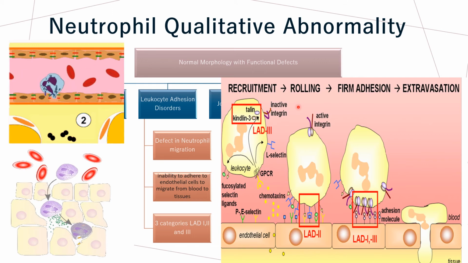That results in the inability of the neutrophils and monocytes to adhere to the epithelial cell and to transmigrate from the blood to the tissues. That means that the white blood cells cannot reach the site of tissue injury or inflammation. There are 3 categories for LAD: LAD 1, 2, and 3.